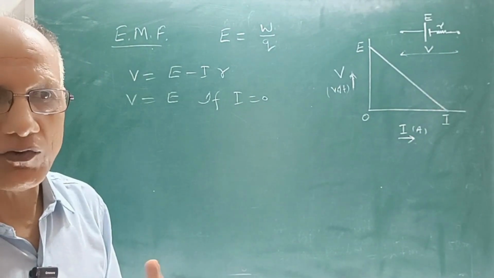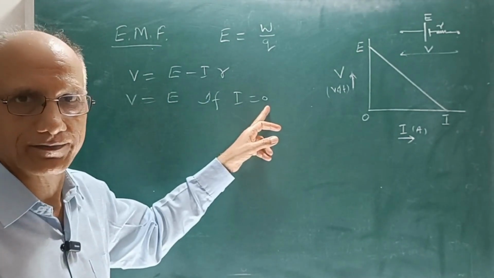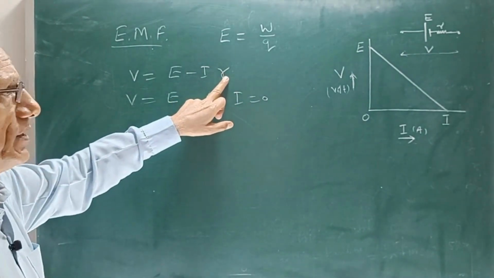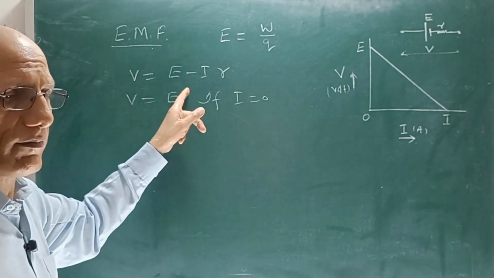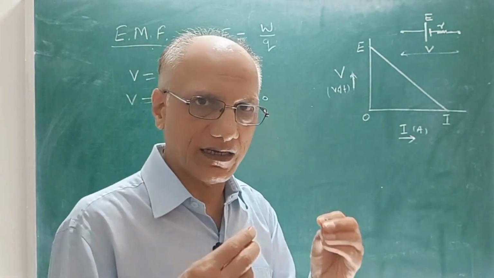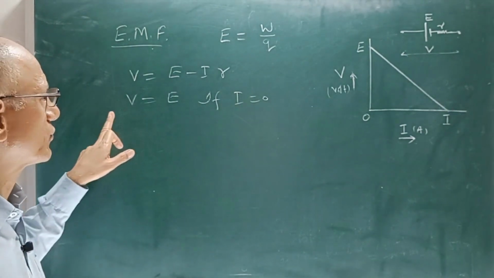That means when the cell is in open circuit, there is no connection, so no current is drawn from it. One way is this. The other way, if R equal to 0, that means zero internal resistance is there, then still V equal to E. But this is an ideal condition. Every cell has some internal resistance. So this is the correct way to say it.